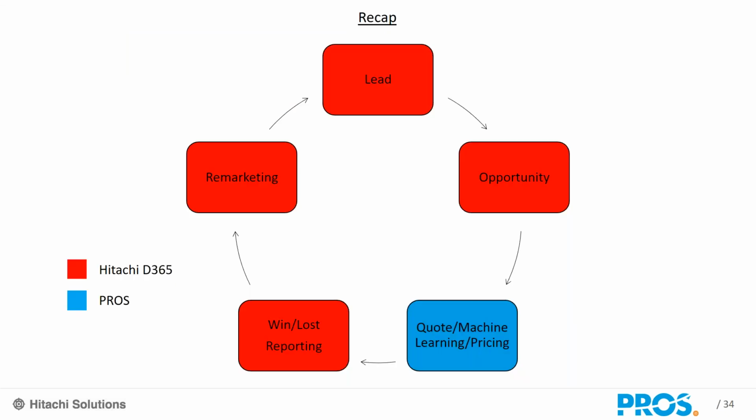Lastly, just want to circle back on and recap what we covered and the processes we covered. So we walked through the integrated process with the Hitachi Solutions product and the PROS quoting and pricing directly in the opportunity management. So we took it from opportunity. We went into the quoting process with PROS, did some machine learning and optimized pricing in that quote in line, then moved it forward, sent the bid out, got approval, and then we calculated our win-loss reporting. Through that, we were able to spit out some reports in Power BI. Ultimately, would take us to the remarketing phase, to where if we're losing or if we're winning, understanding that and remarketing appropriately here.